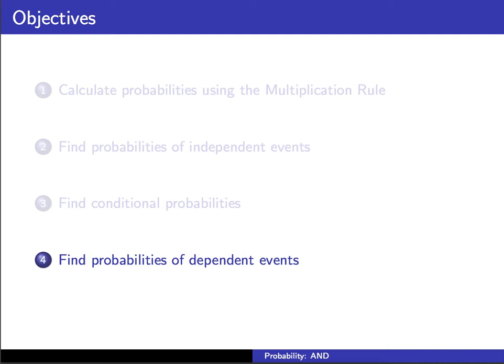Alright, in this video we're going to take a look at finding the probabilities of dependent events. In previous videos we looked at independent events, where the outcome of the first has no impact on the outcome of the second. And then in our last video we took a look at conditional probabilities, which is calculating probability based on an event already happening. And related to conditional probability is the probability of dependent events.